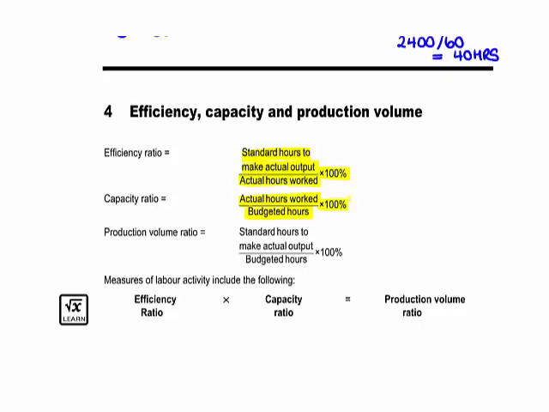The production volume ratio then is a combination of both of these, and we strip out the actual hours to give the standard hours to make actual output, divided by the budgeted hours multiplied by 100%, again to give us a percentage. So the production volume then looks at how well the labour force have done in terms of differences in efficiency and capacity. So you need to learn then those three formulas, and also that efficiency times capacity equals production volume.